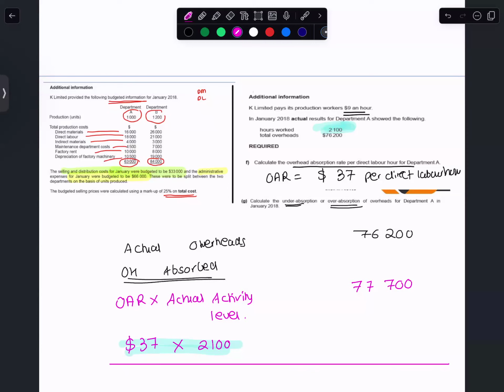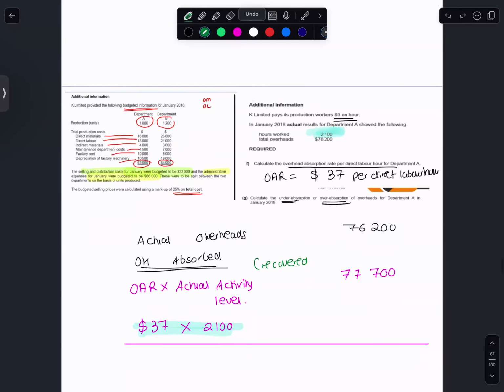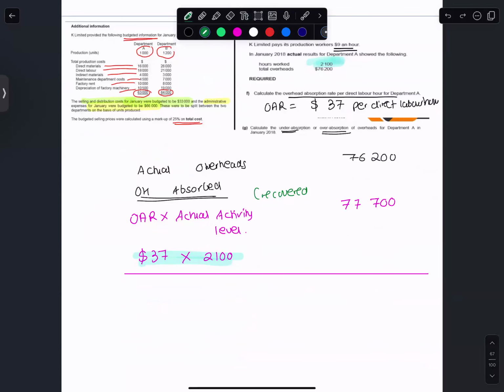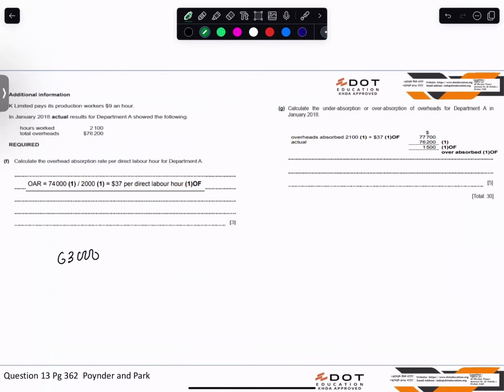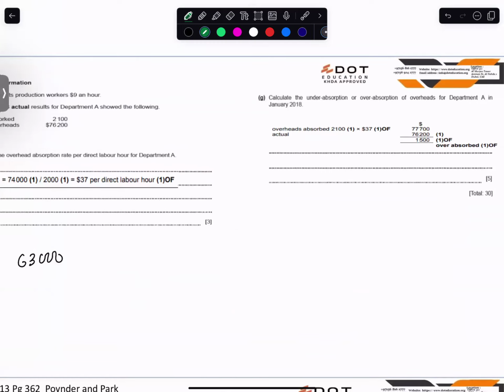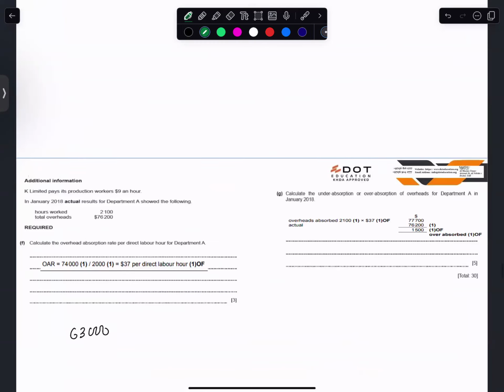Yes, miss. Actual overheads is 76,200, and you have absorbed 77,700. Absorbed means what? Recovered. So it's under recovered or over recovered? It's over recovered, so it is over absorbed. Okay. So your overheads are over absorbed. Are you with me? Yes, miss. This is your G part. Done.